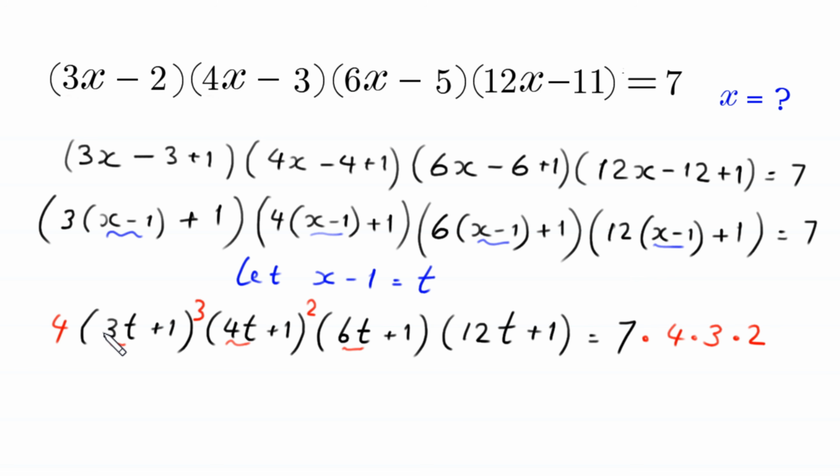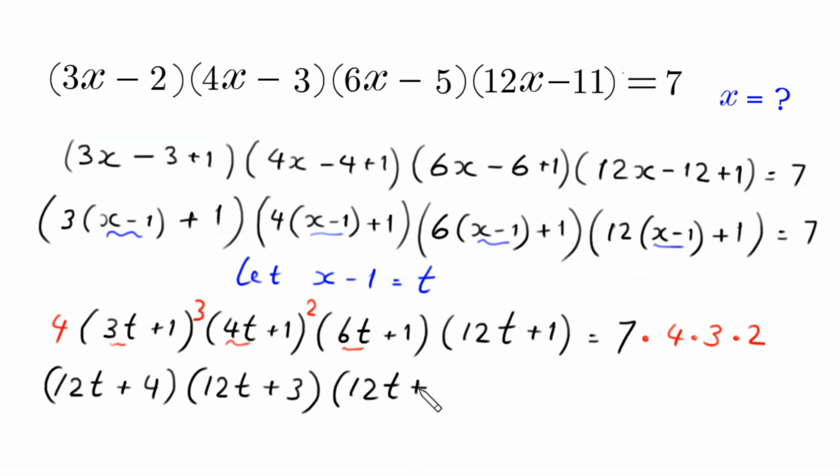So this will become 4 times 3t, 12 times t plus 4 times 1, 4, times this 3 times 4t, 12t, and 3 times plus 1, plus 3 times this 2 times 6t will become 12t plus 2 times 1, 2, times this remains same 12 times t plus 1 is equal to 7 times 4, 28, and 28 times 3, 84, 84 times 2, 168.